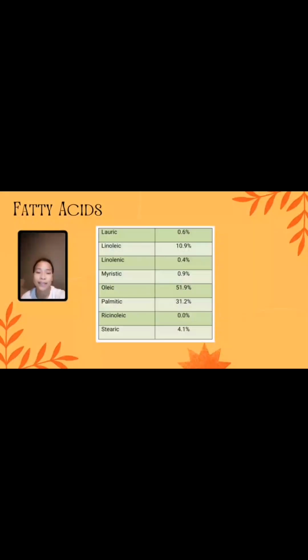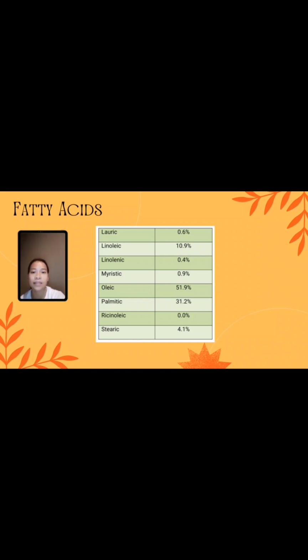So this is once again Stella Marie's Panglos, and at this moment I am going to discuss the different fatty acids that compose our soap formulation. Let me start with the lauric acid, which is 0.6% in our soap formulation. Lauric acid is a saturated fatty acid that contributes hardness, cleansing, and big fluffy lather.